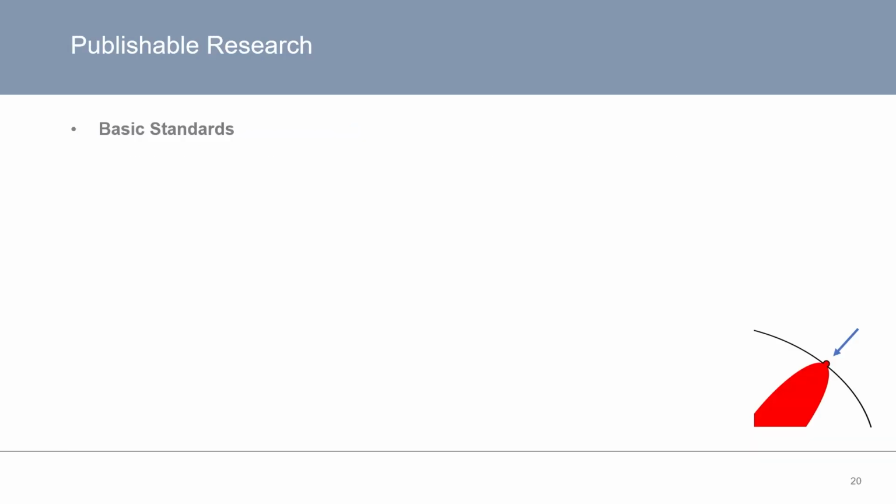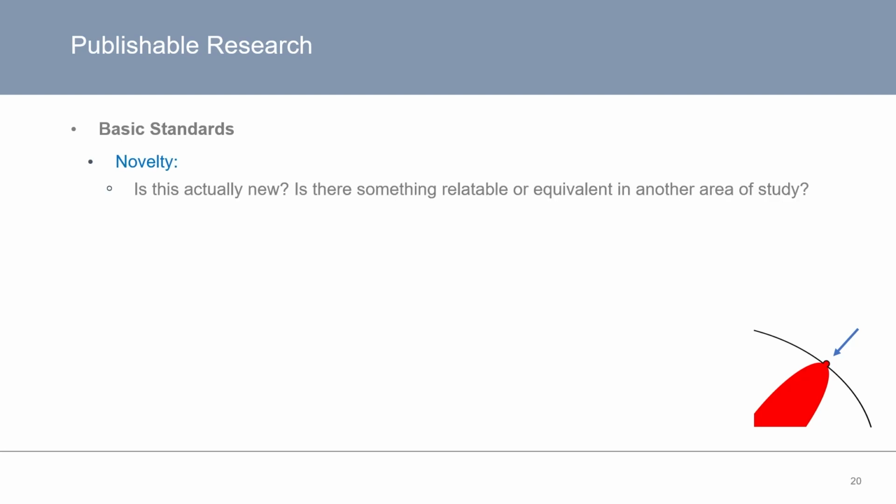Now let's take a look at what makes research publishable, starting with some of the basic standards. The first is novelty. Is this work actually new? Is there something closely relatable or equivalent in some other area of study? When we go to publish, we want to make sure that we always acknowledge and compare our work to other related work, methods, or findings.